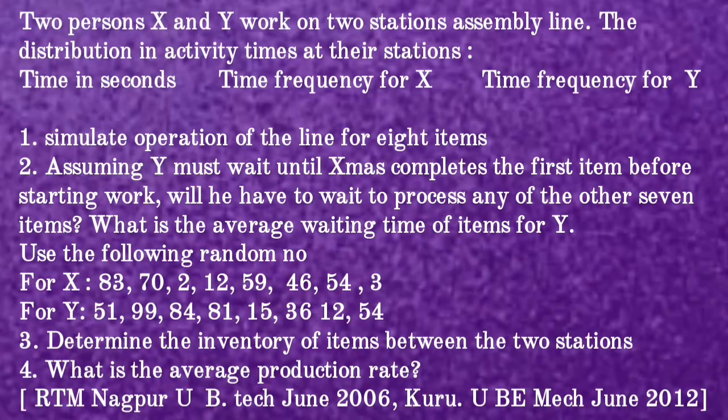Use the following random numbers. For X: 83, 70, 2, 12, 59, 46, 54 and 3. For Y: 51, 99, 84, 81, 15, 36, 12 and 54. Third question, determine the inventory of items between the two stations. Fourth question, what is the average production rate? This question was asked in RTM Nagpur University BTech June 2006 and Kurukshetra University BE Mechanical June 2012.